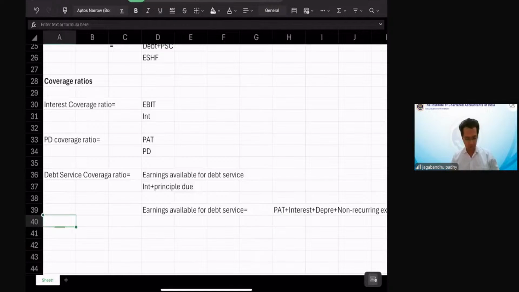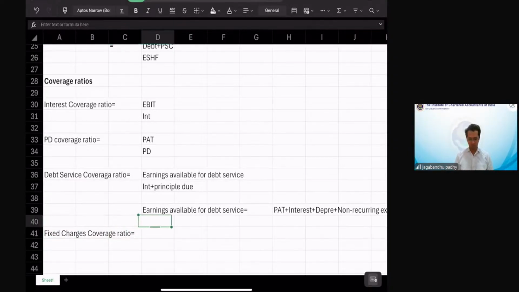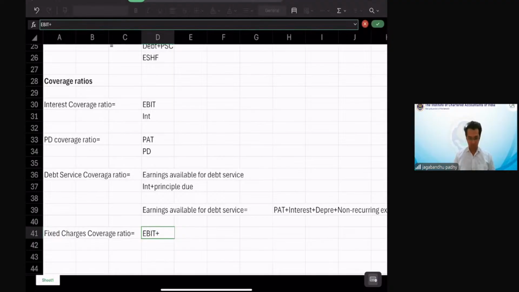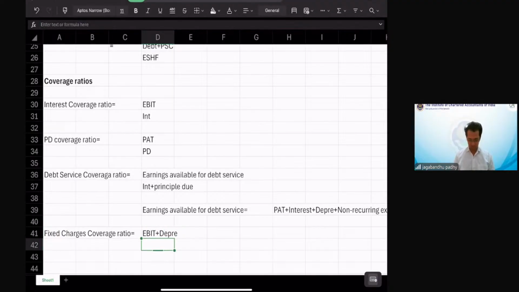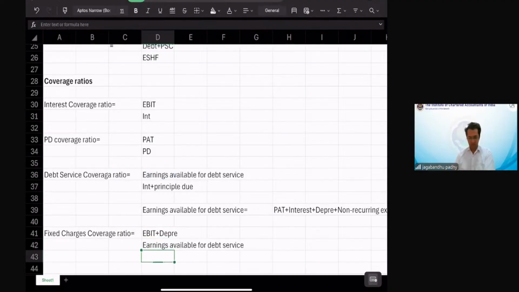Okay. A simpler version of debt service coverage ratio is fixed charges coverage ratio. Fixed charges coverage ratio is EBIT plus depreciation upon interest plus principal due. So basically, the denominator remains the same, but the numerator is not that detailed; rather it takes the simple term EBIT plus the depreciation portion.